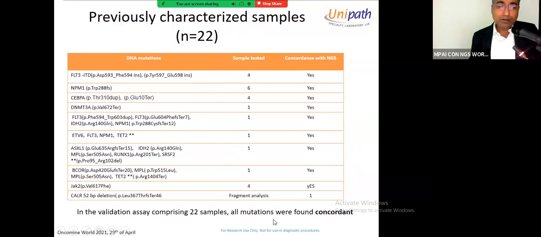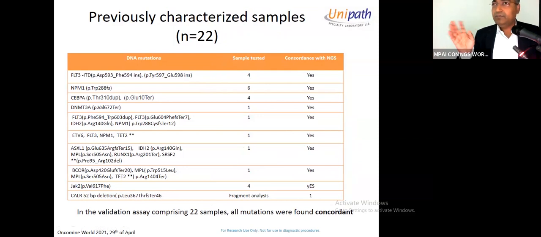So 22 samples, all mutations concordant. So very much in line, even FLT3 ITDs as well. With a limitation, larger base pair FLT3 ITD is not covered. So henceforth, for all FLT3s, we run a parallel GeneScan based assay. Till now, we would have run 500 or 600 samples. No discrepancy is there as yet.